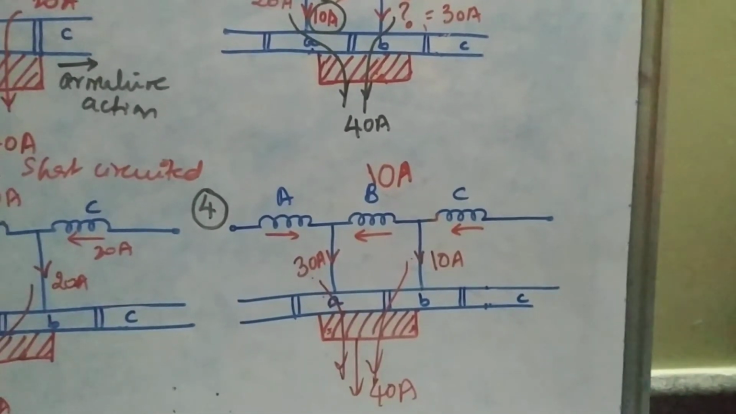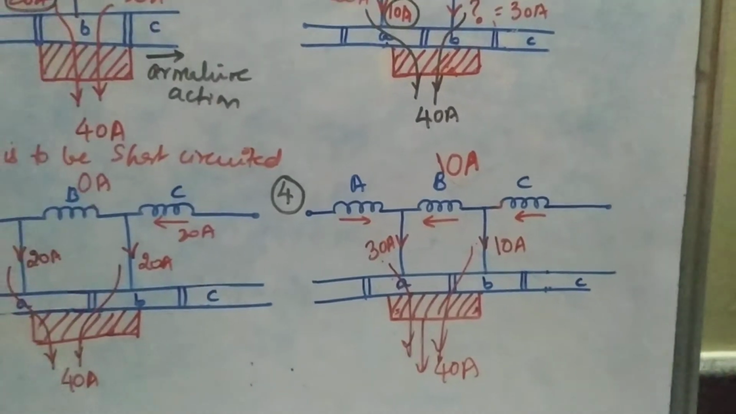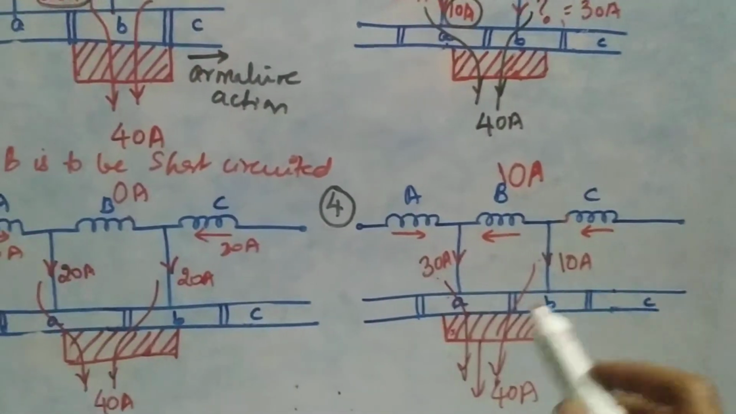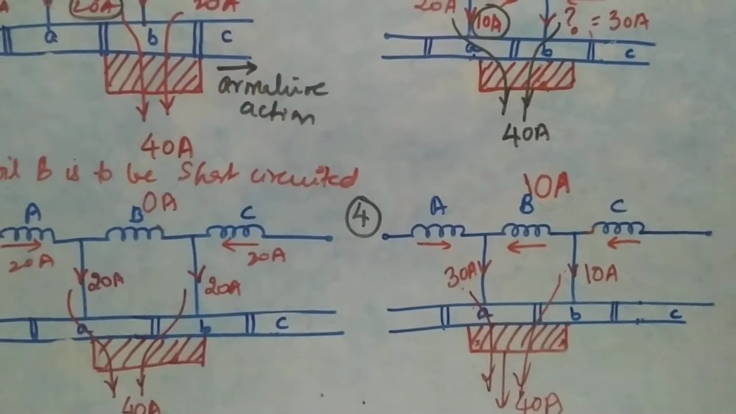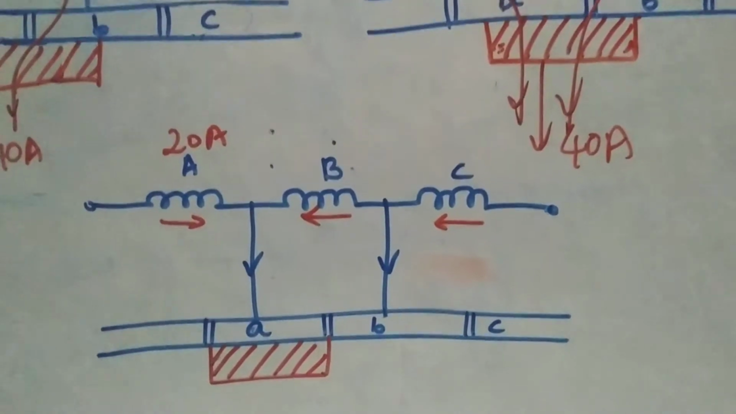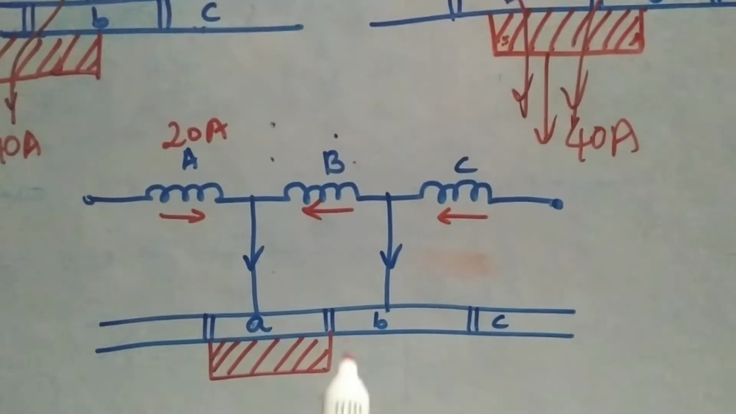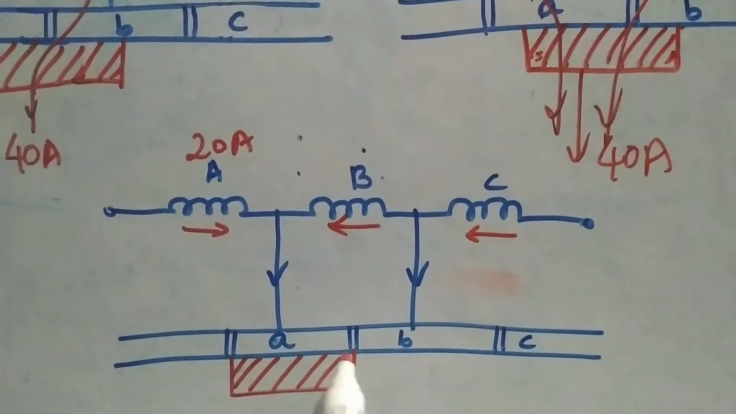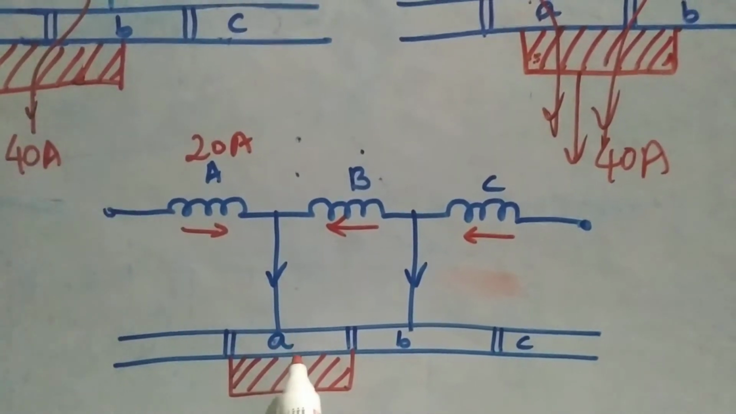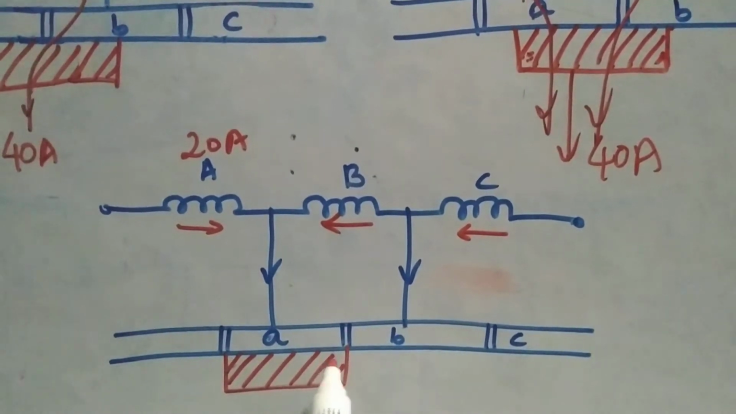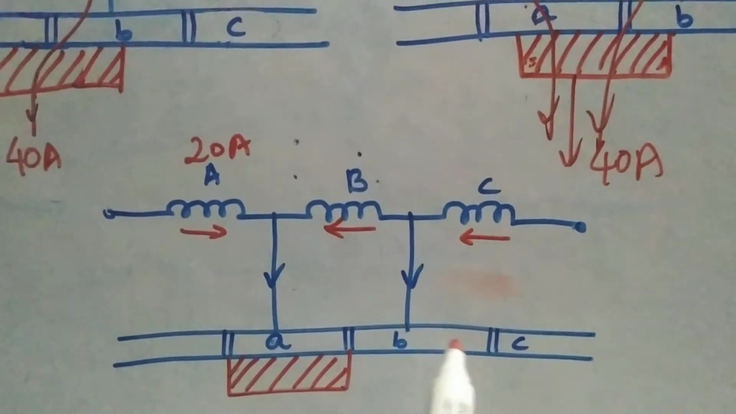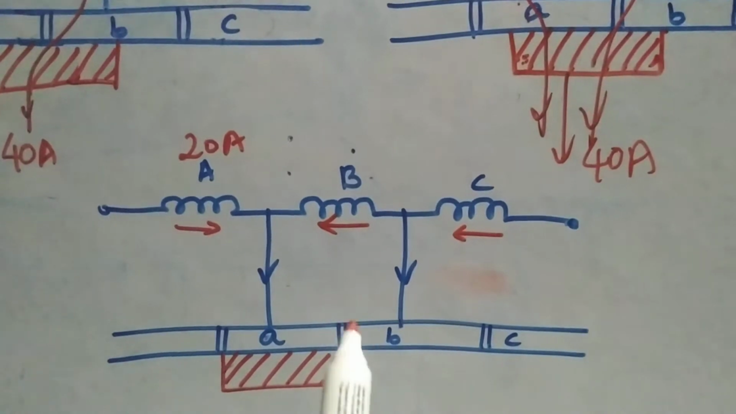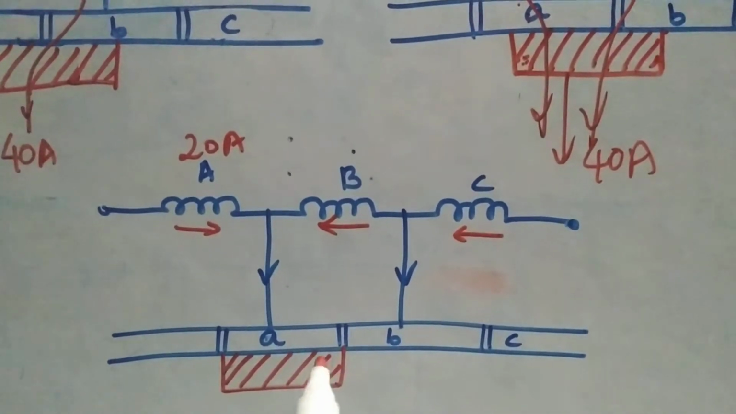So further, let me go with the final diagram. Further, what is going to happen? Let us see that. In the final diagram, you can see that the brush is under the contact area of segment A. So it is completely changing the direction of the current in a reverse way.